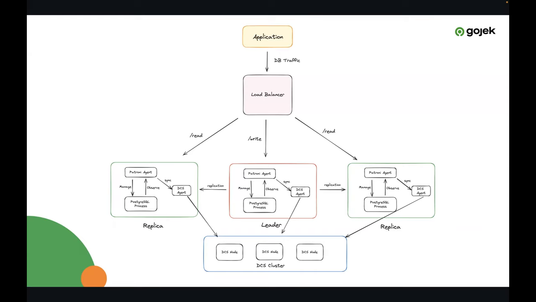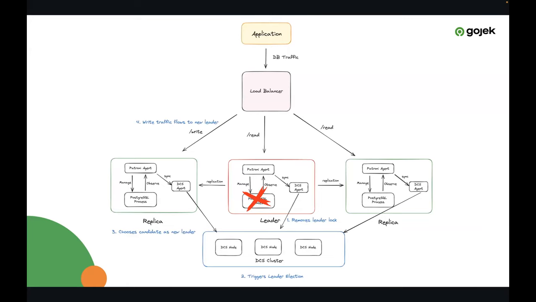So here's one more thing: there's a concept of leader election in distributed services, because you would want to have the leader running the PostgreSQL process at any point of time. That is where distributed consensus comes in, and it takes care of electing the leader in case your leader goes down. I'll explain the high level flow as well.